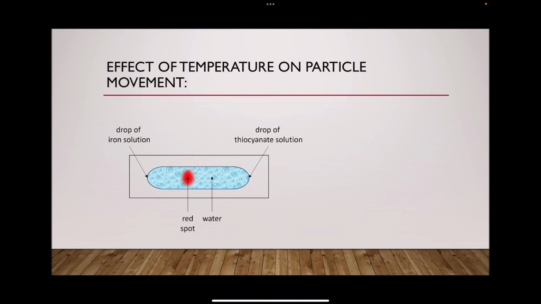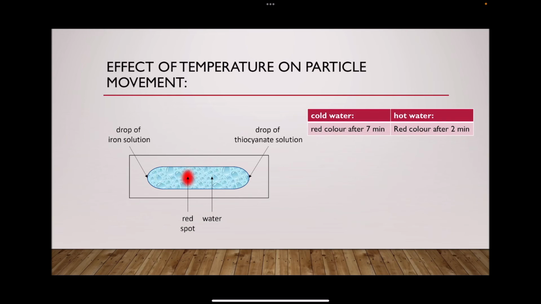Now we look at the effect of temperature on the particle movement. Again, you can see the setup of our experiment, the microscopic slide, the water film, and the drop of thiocyanate solution, the drop of iron solution, and the red spot in the middle. If you carry out this experiment with cold water, then the red color appears after around about 7 minutes. That's what you saw in the movie.